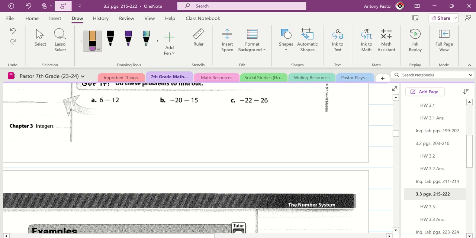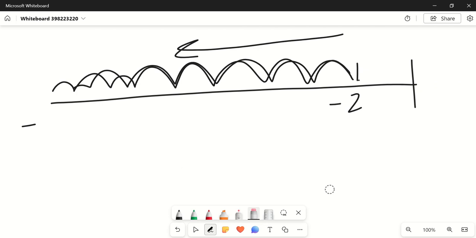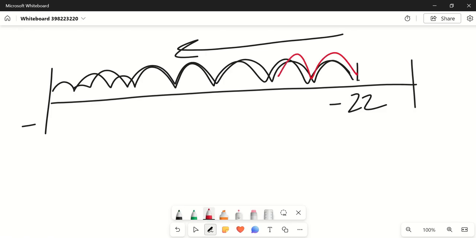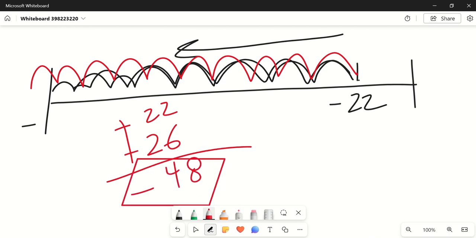And then the same type of example with C, -22 minus 26. Let's erase our work here. -22 minus 26. So I'll be doing 26 jumps this time, and I'm not going to count every single one of the 26 jumps. But again, I'll just add these two, which will give me 48, and remember that it's a negative. So -48 would be my answer. If I were to jump 26 times to the left after -22, I'm going to get -48.